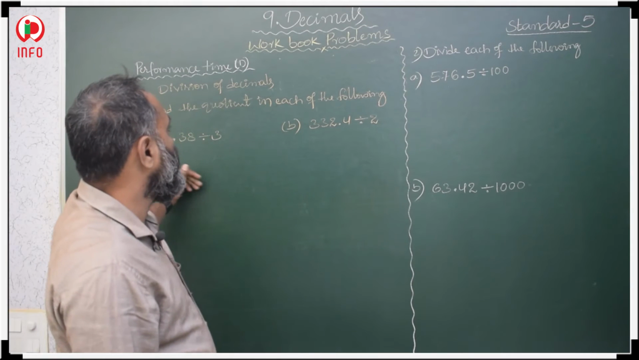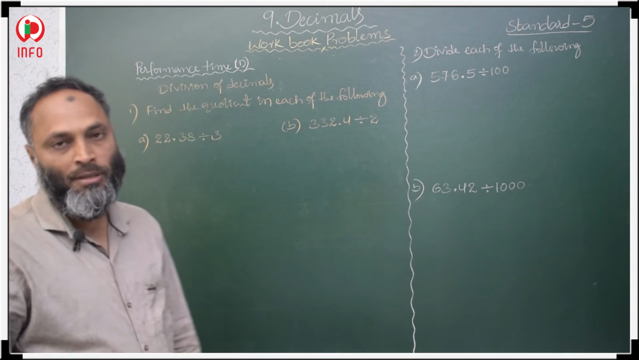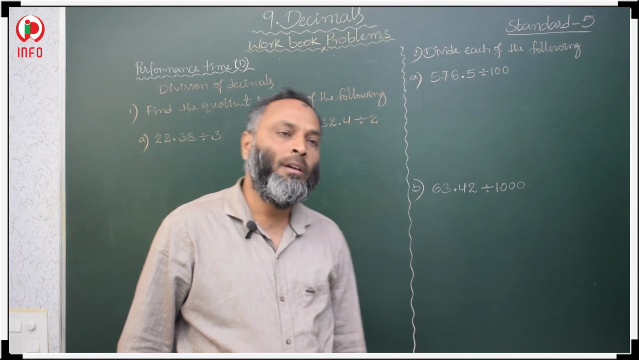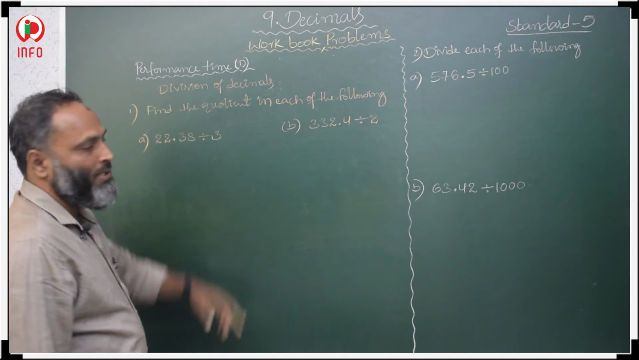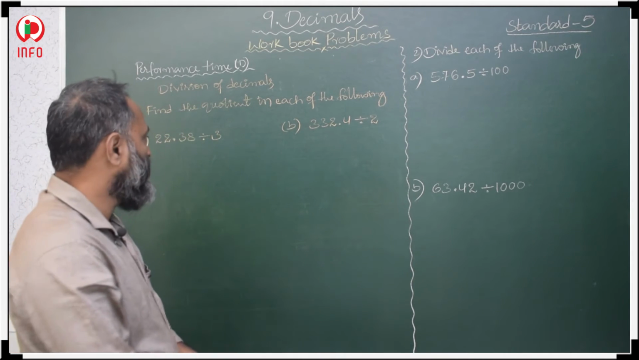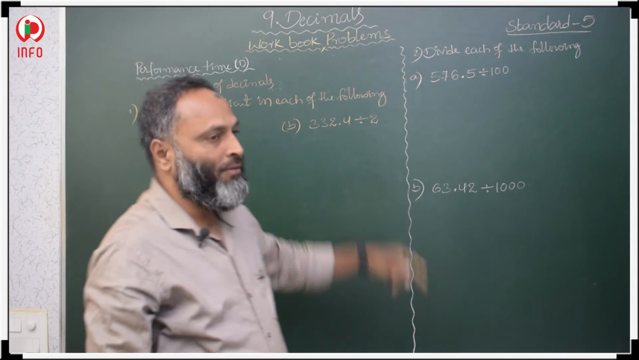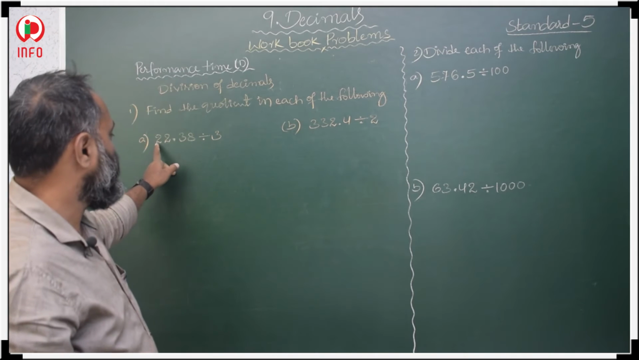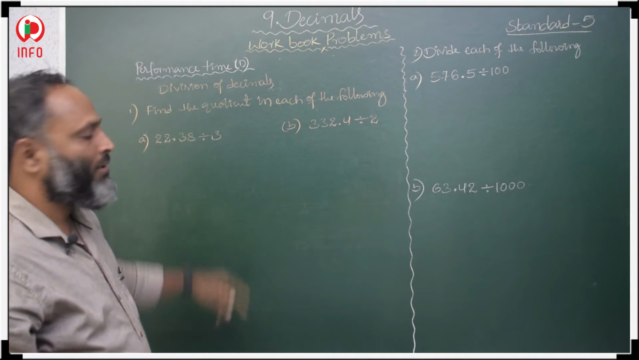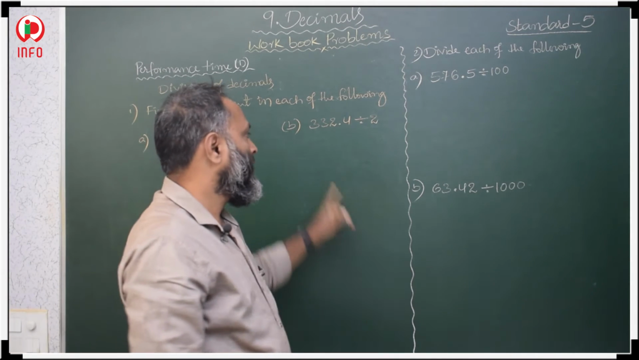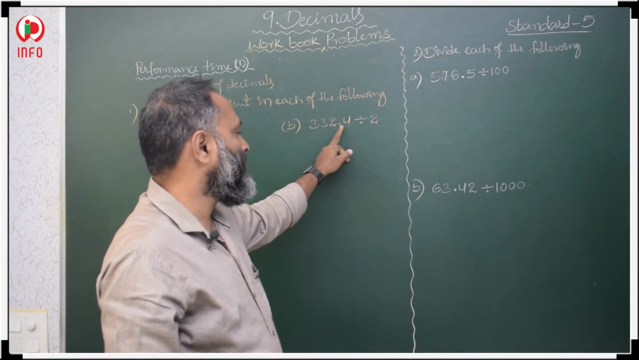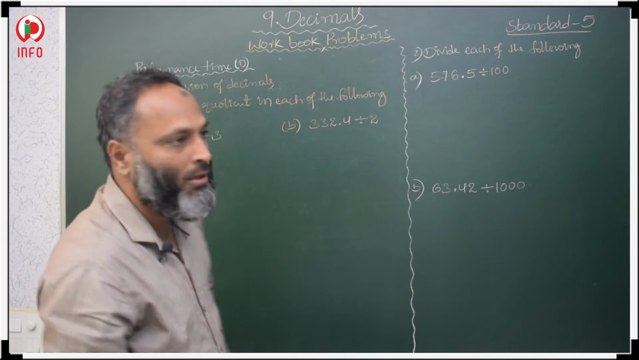Now students, in performance time B, the problems are based on division. So, division of decimals. How to divide when decimal numbers are given. The first question, find the quotient in each of the following. The first question is 22.38, so we should divide with 3, and the second question is 332.4 divided with 2. First one.